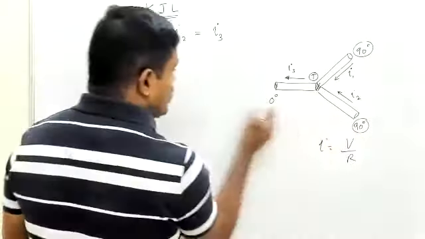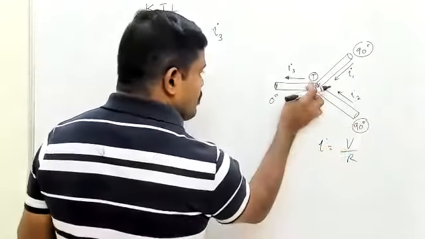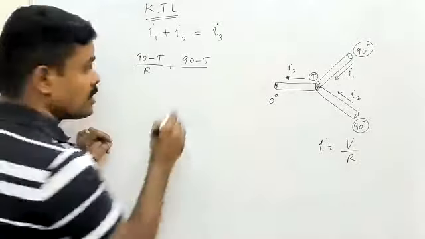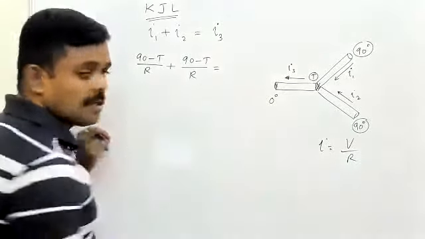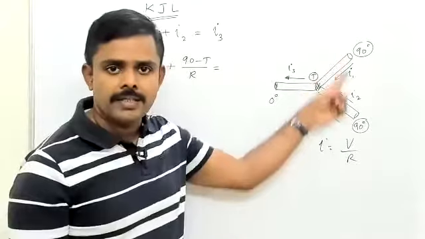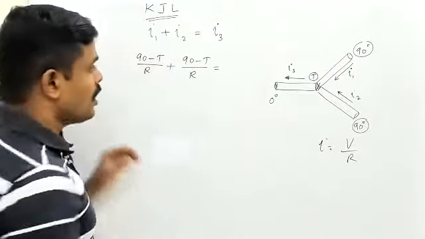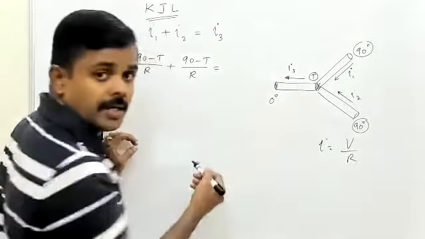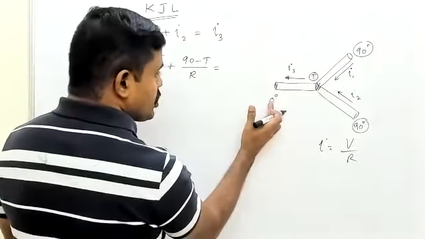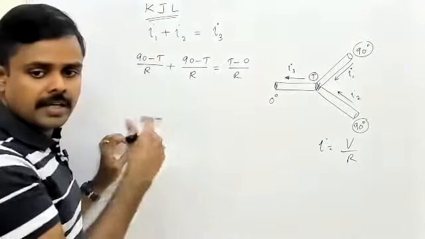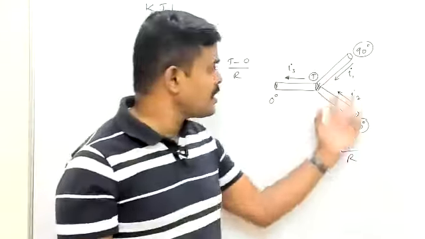For this one, thermal potential here is 90, thermal potential here is T. So thermal potential difference is 90 minus T. There also resistance is R, because conductors are of the same length, same cross section. They are identical in all senses, right? For this one, thermal potential here is T, thermal potential here is 0. So T minus 0 divided by R. Even there, resistance is the same.